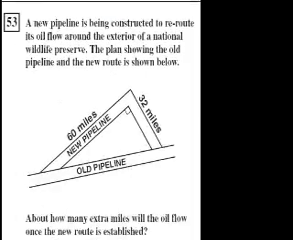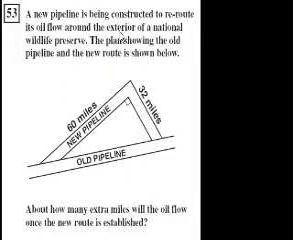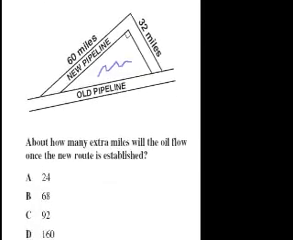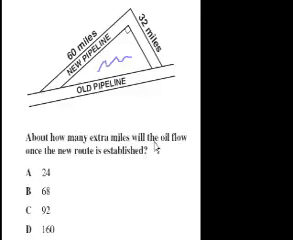Next question. A new pipeline is being constructed to reroute oil flow around the exterior of a national wildlife preserve. I guess that's the National Wildlife Preserve. The plan showing the old pipeline and the new route is shown below. Okay. How many extra miles will the oil flow once the new route is established?